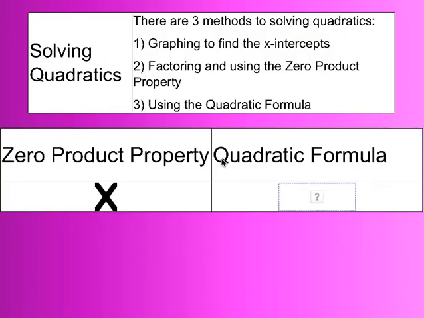So first of all, when you're solving quadratics, there are three methods that you can use. The first is to graph and find the x-intercept. All of these methods are going to give you the same result, so I think it's important to keep that in mind. So you can graph and find the x-intercepts. The second method would be to factor.